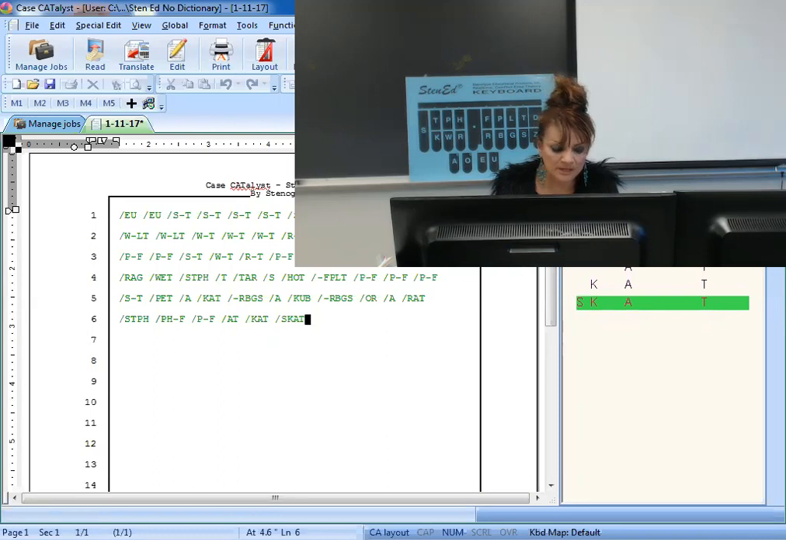Now these are going to be 4-letter, 5-letter words, okay? So I'll go a little slower. This is from your homework last night, okay? I will go slow.